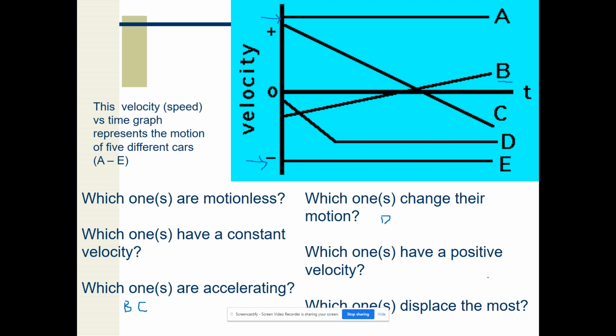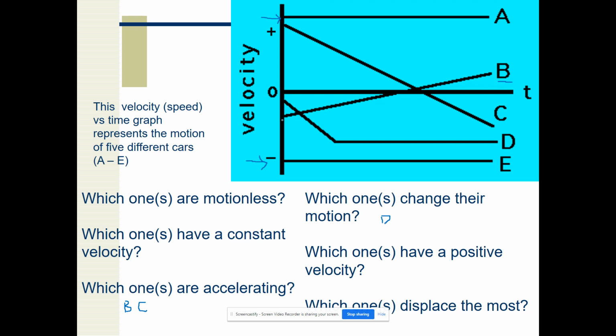Which ones have a positive velocity? Well, anything that is above the zero. So A has a positive velocity, and it's constant. C has a positive velocity, but it's getting slower and slower and slower, and then it stops having a positive velocity here and starts having a negative velocity, which means it's probably going forward and it's slowing down until it stops, and then it starts going backwards. Okay, so that would be A and the very first part of C.